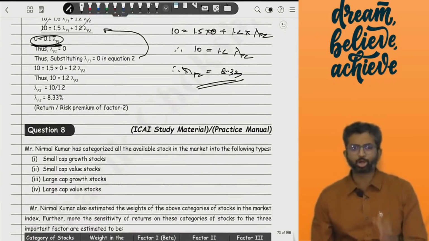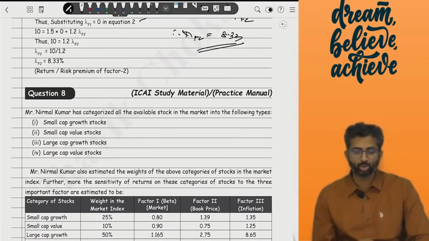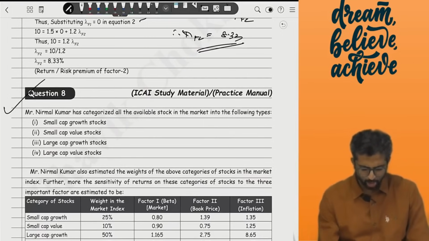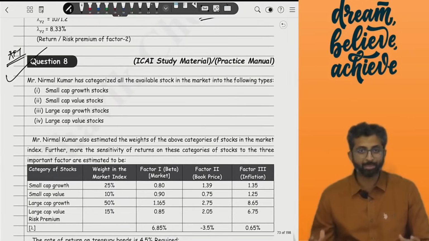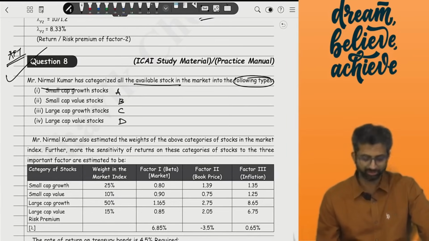The important part over here is to apply APT, and most importantly figuring out that when you are borrowing, it is similar to short selling of a bond. Now question number 8 is also an arbitrage pricing theory or multi-factor model, but there are 4 baskets. Mr. Nirmal Kumar has categorized all the available stock into the following types: small cap growth, that is A, small cap value B, large cap growth C, and large cap value, let us say, D.